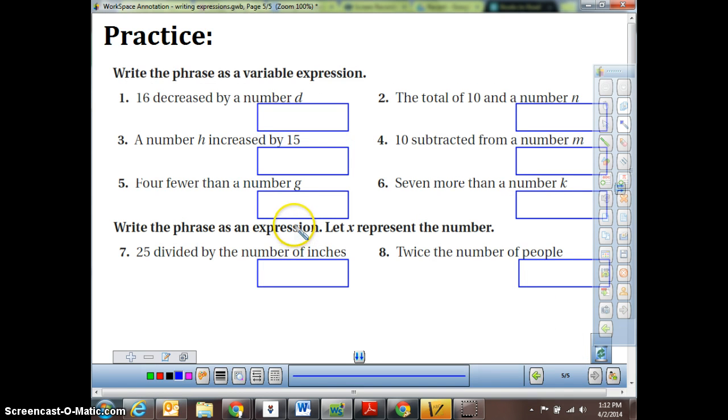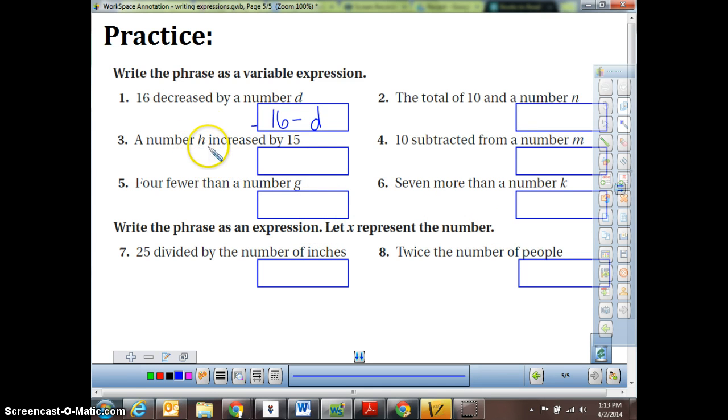Write the phrase as a variable expression. So again, we're just going to do a little bit more practice here. It just takes practice. Take your time with it. Think it through. It'll be fine. So let's go ahead and look. 16 decreased by a number d. So what do you think we're going to be doing there if we're decreasing from 16 by this number? We're going to be doing 16 minus d. Decrease means minus. I'm going to let you guys do this side on your own. We'll work through this side together here. So you're going to be doing the evens in your homework. I'm going to be doing the odds with you here.